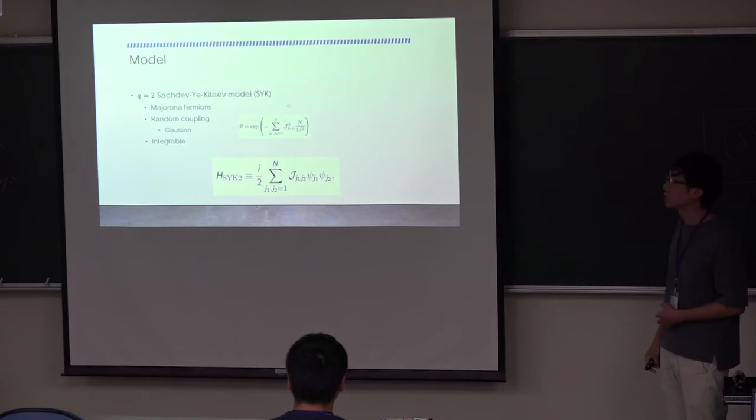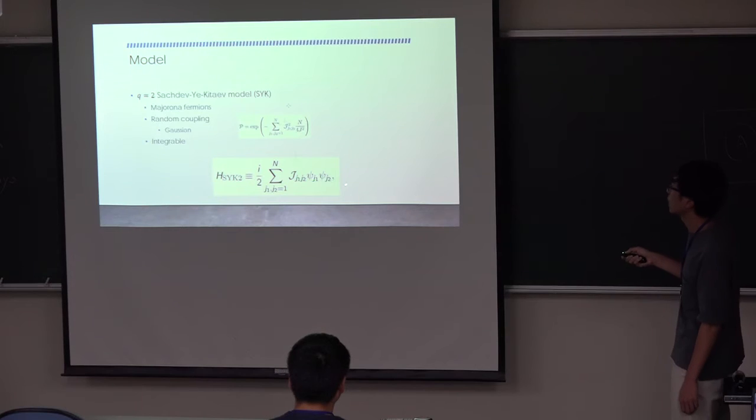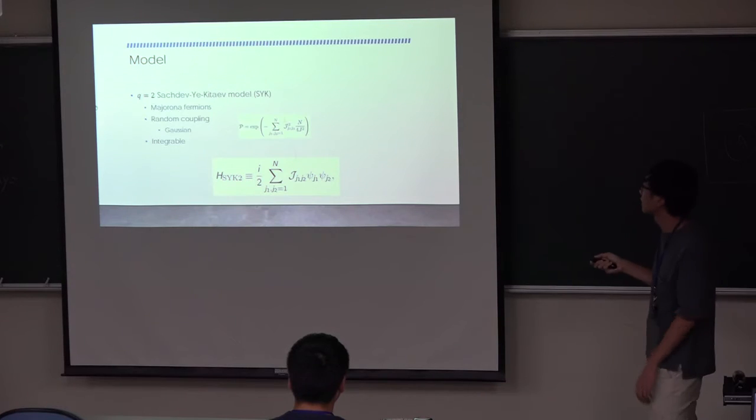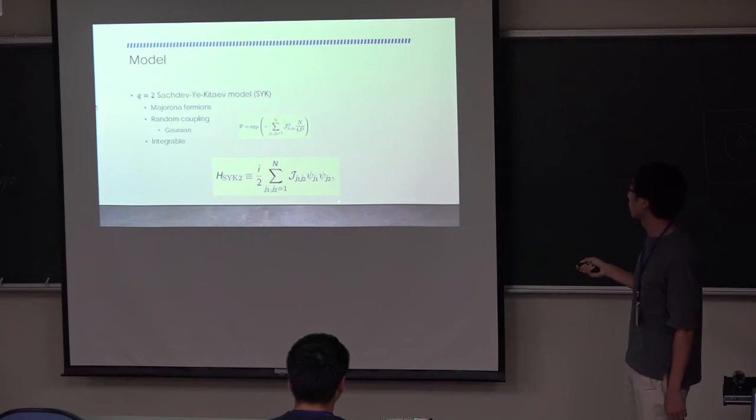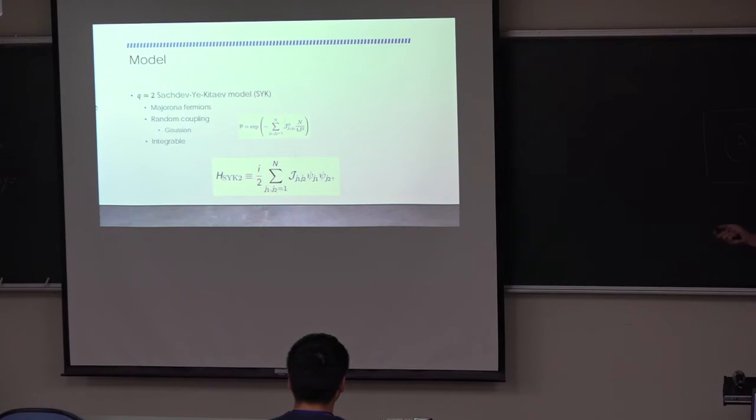But our focus is more simple. We would like to study a much simpler case, which is just the Q equal to 2 case, which means we are only having bilinear fermions in the Hamiltonian. And as before, we only have Majorana fermions here, and then we introduce some random coupling with this particular Gaussian distribution. Since this is bilinear in fermions, we can simply integrate out this Hamiltonian in the partition function, or we can solve this model exactly. And since this is exactly solvable, then it shouldn't be chaotic.